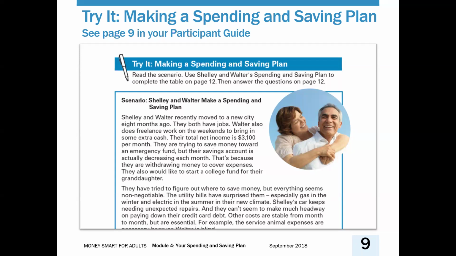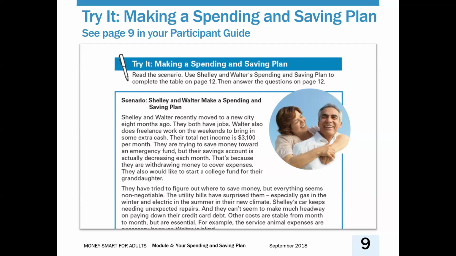Shelly and Walter recently moved to a new city 8 months ago. They both have jobs. Walter does freelance work on the weekends. Their total net income is $3,100 a month. They're trying to save money toward an emergency fund, but their savings account is actually decreasing each month. That's because they're withdrawing money to cover expenses. They also would like to start a college fund for their granddaughter. So they need to figure out a plan that's going to satisfy all of their goals.